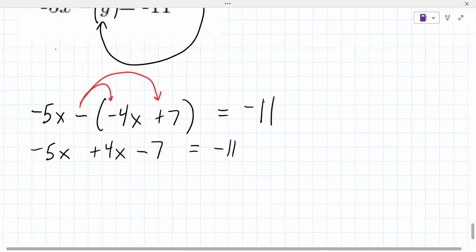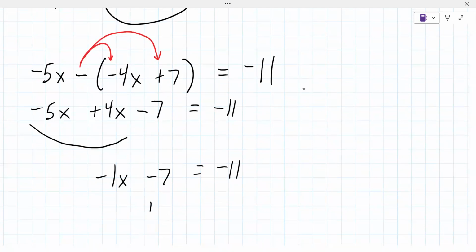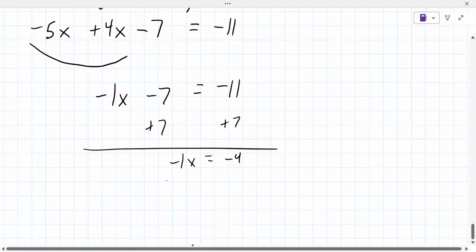Now to solve this, you combine like terms. So minus 5x plus 4x is minus 1x, minus 7 equals minus 11. Add 7 to both sides. So you have minus 1x equals minus 4. And then you divide by negative 1. So x equals 4, like that.